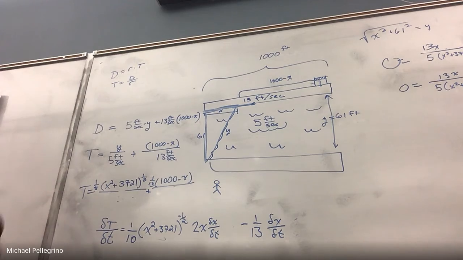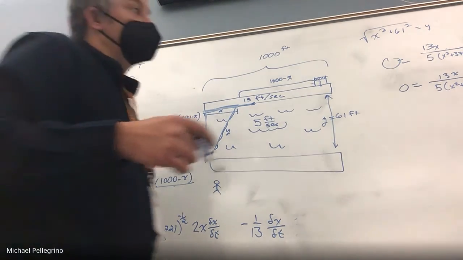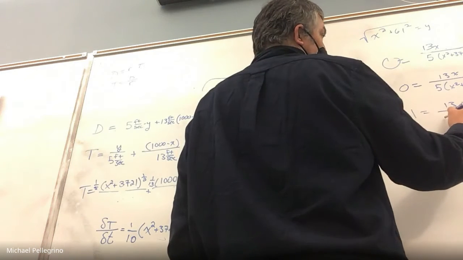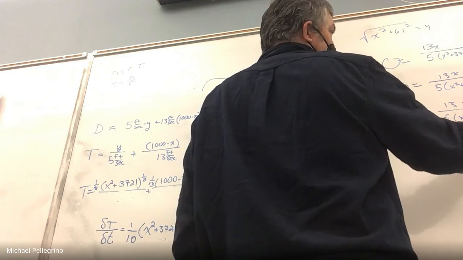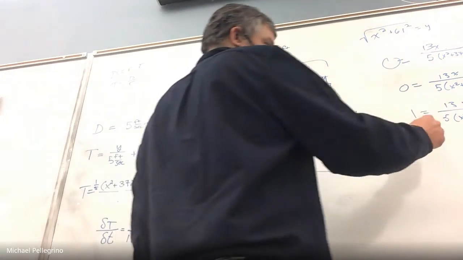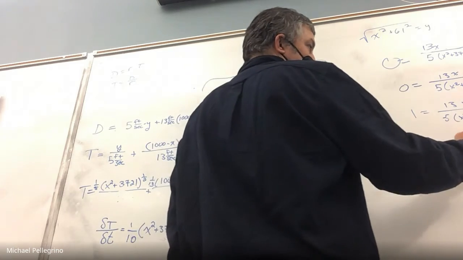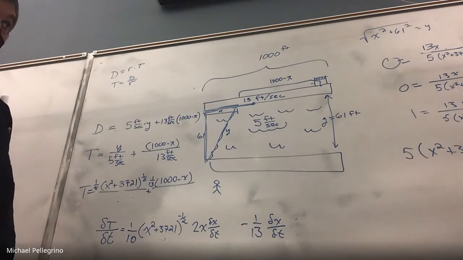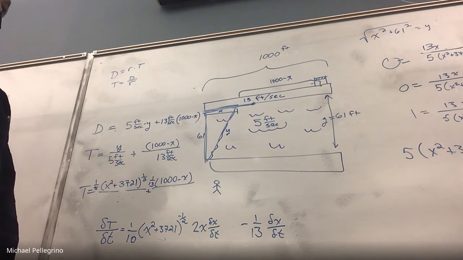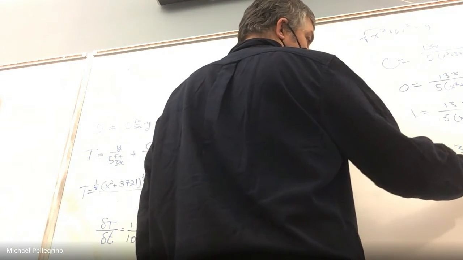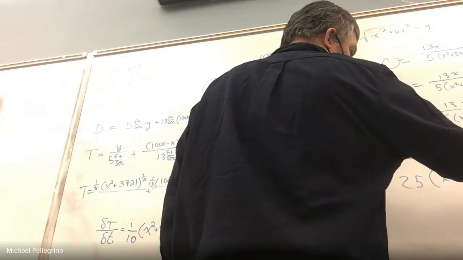Okay, so looks like I'm going to add 1 to both sides. 1 equals 13x over 5 times (x squared plus 3721) to the 1/2. And then I can multiply both sides by 5 times that whole thing. So we get 5 times (x squared plus 3721) to the 1/2 equals 13x. I would probably square both sides to get 25 times (x squared plus 3721) equals 169x squared.